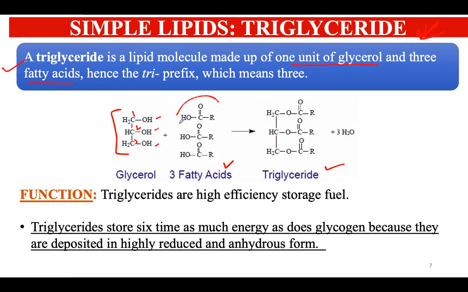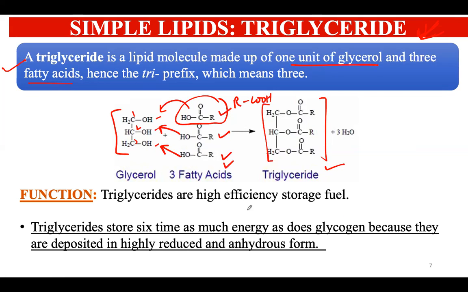As you can see, these are the fatty acids. We just discussed that each is a long hydrocarbon chain with a carboxylic acid end. So this is the first fatty acid, second fatty acid, and third fatty acid. These 3 fatty acids go through the condensation process and remove water molecules, and bonds are formed. This is what is formed at the end: the triglyceride. So this is the formation of triglyceride.